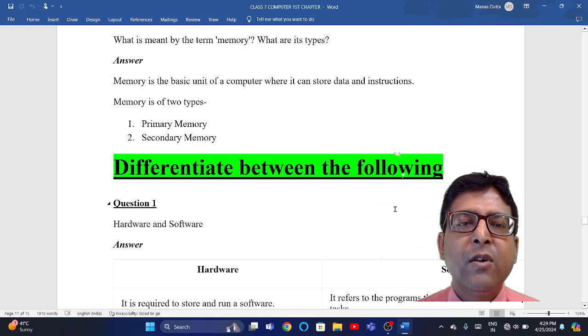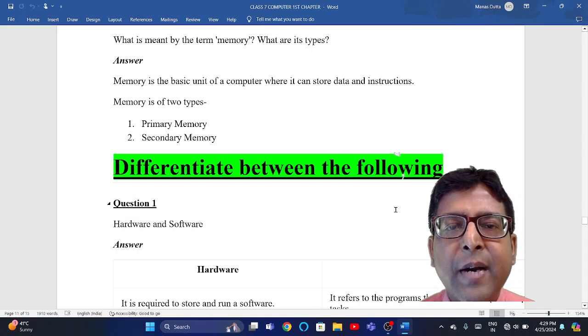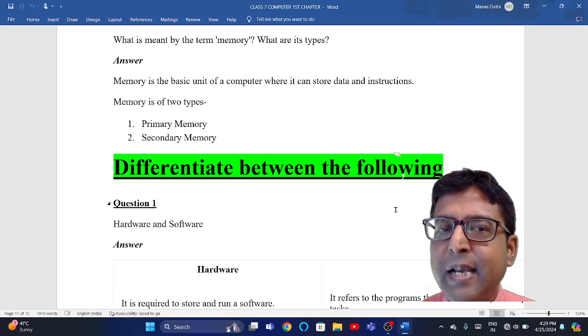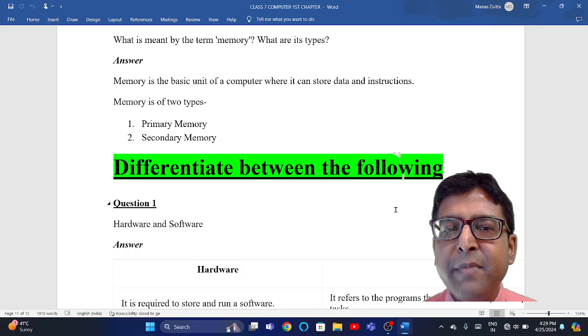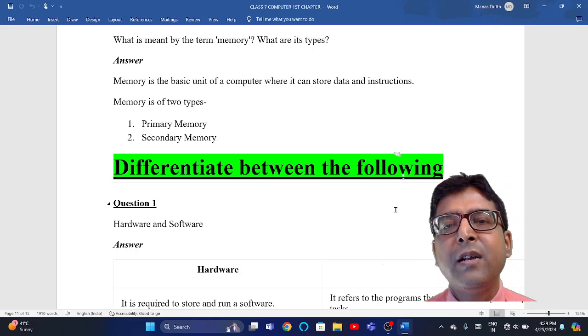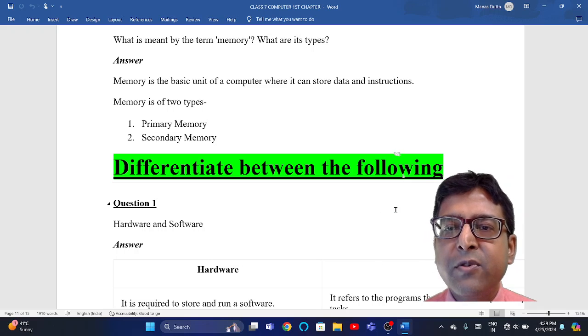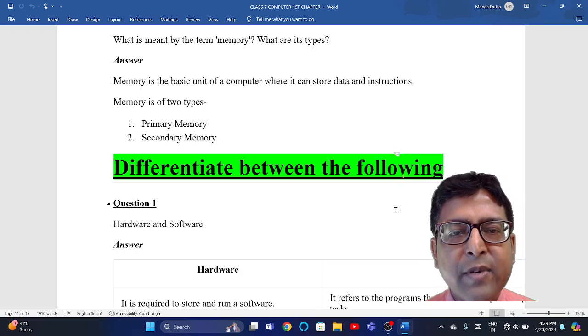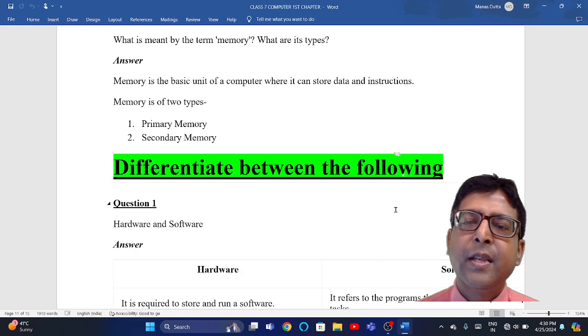Question 4, what is meant by the term memory? What are its types? Memory is the basic unit of the computer where it can store data and instructions. Memory is of two types: primary memory and secondary memory.